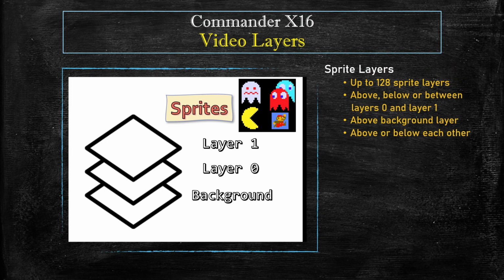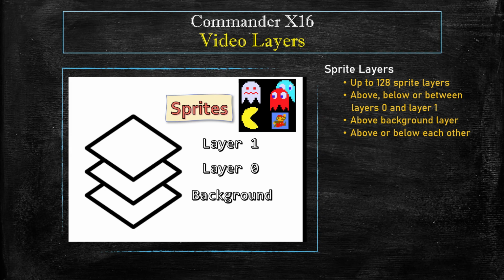And then if we look at our note number 2 here, it says above, below, or between layers 0 and 1. So these individual sprite layers can exist either above layer 0 or layer 1, they can exist below layer 0 or layer 1, or they can exist in between layer 0 and layer 1. Of course, they can't exist below the background. The background is the very bottom layer, so all of the sprite layers have to exist somewhere above the background, but other than that, they're completely independently controllable and positionable, and they can be positioned independently in relation to the other layers 0 and layer 1.